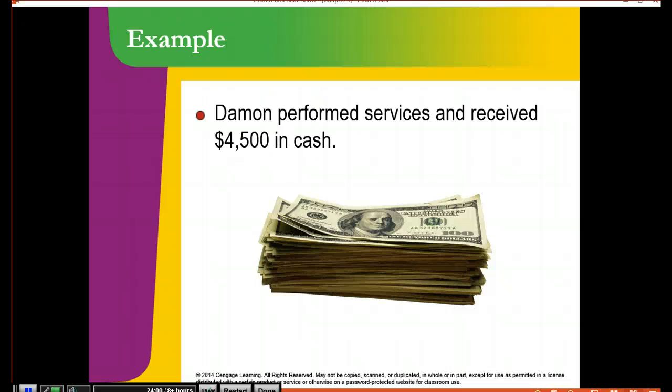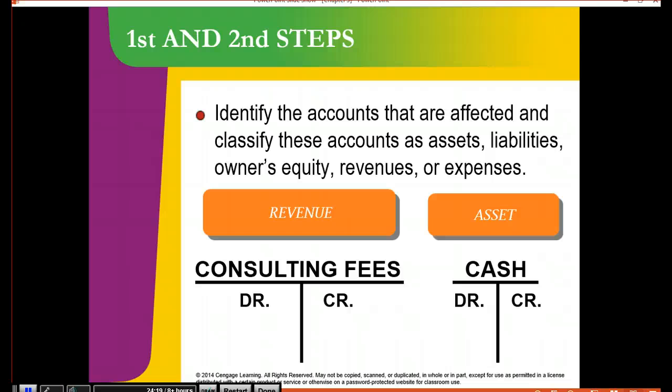Anytime I perform services, that is earning revenue. So revenue is my account, and I'm going to receive one of two types of assets. Accounts receivable, which is a promise to pay me later from a customer, or I'm going to receive cash. In this case, it's cash. So we have cash, which is the asset that we're receiving. The revenue account that we earned, and they're calling it consulting fees. Okay, so go back out here.